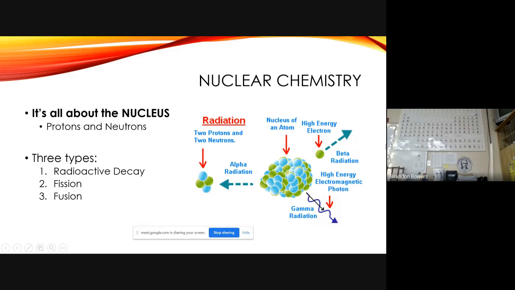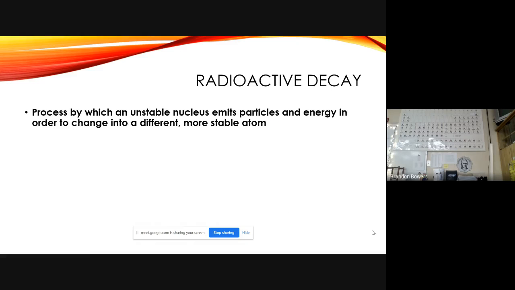That's today, pretty much. Okay, so there's 3 types. We are focused on number 1 right now. We'll get to 2 and 3 probably the end of this week, maybe next week. Radioactive decay is what we're looking at today, and there's 3 of them. One is known as alpha, the other is known as beta, and the third one known as gamma. You probably heard of those 3 at some point. This is what radioactive decay is.